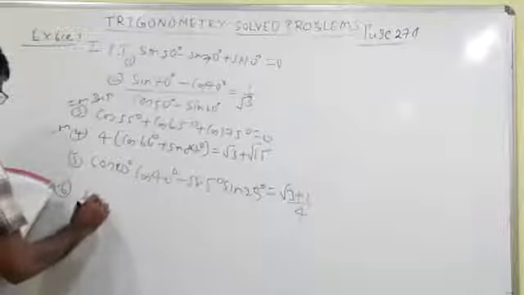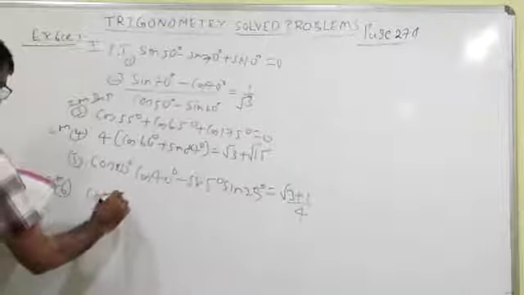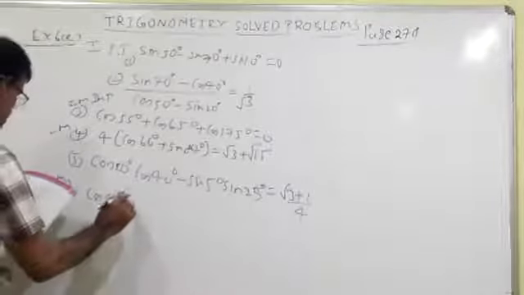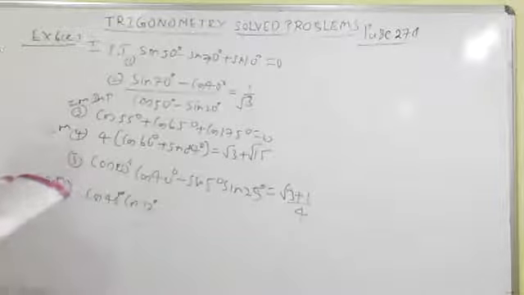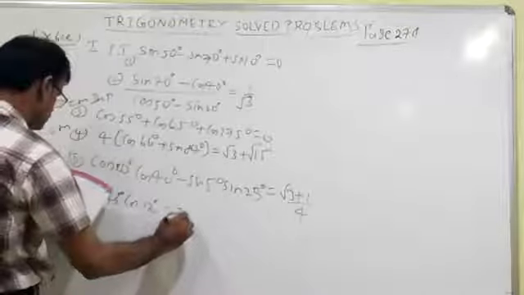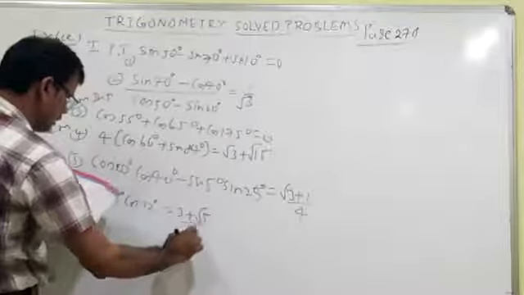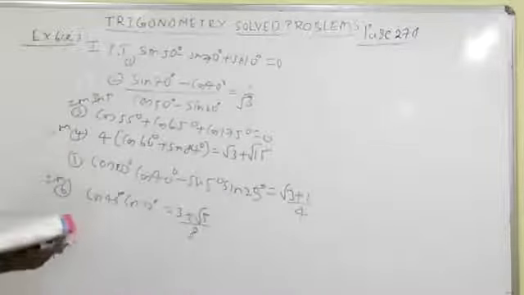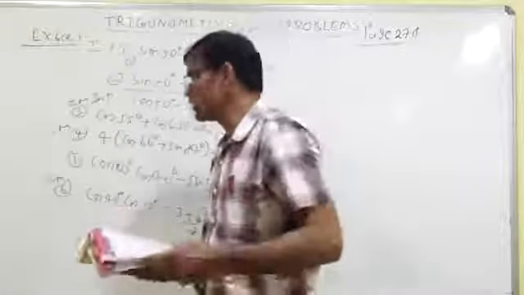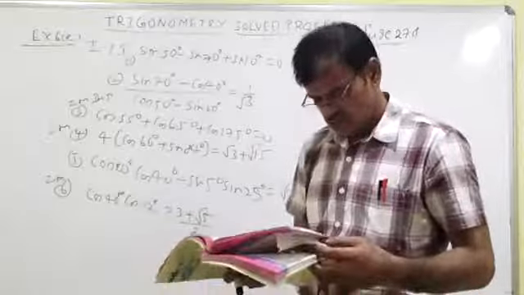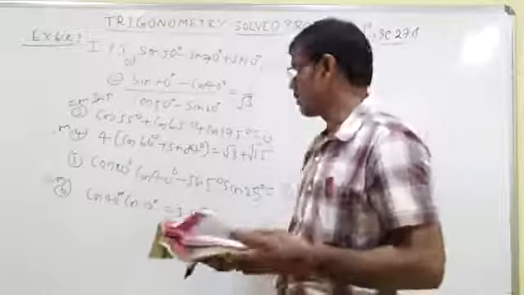Sixth question. This is also a 2 marks question. In exam, it has been asked plenty of times, and in objective material also the question is there. Cos 48 into cos 12 is equal to (3 plus root 5) by 8. These are all level 1 objective bits. If you can do all these sums, then you can say that you know trigonometry. Otherwise, you should read the formula properly. You should know the formula properly.